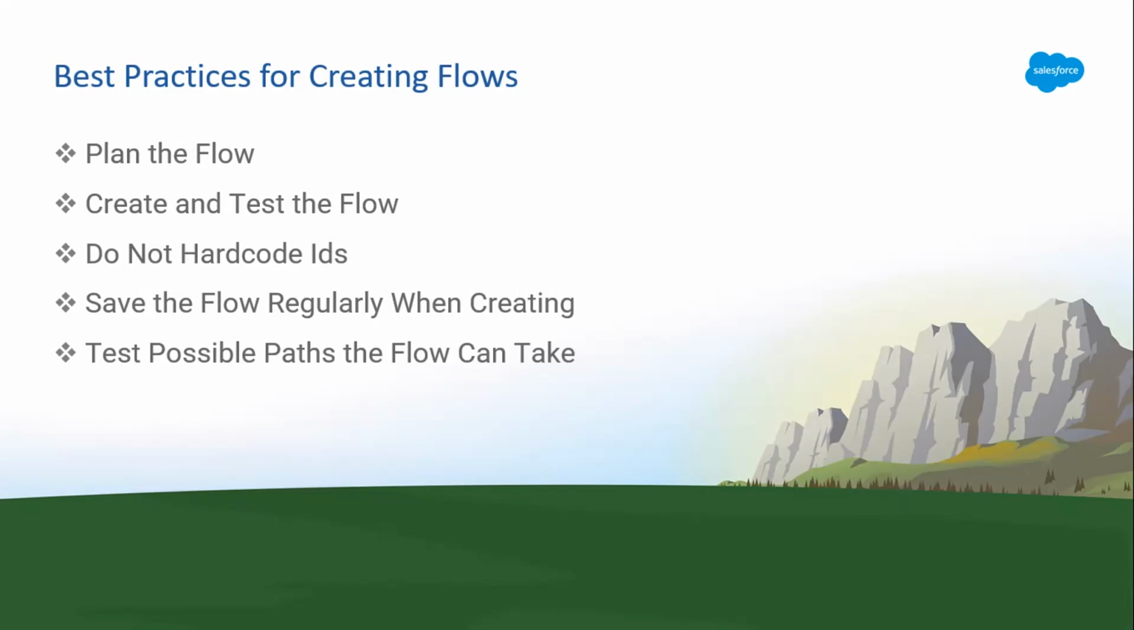And if our flow is going to cover different paths, we have to test all those paths. For example, if we trigger the flow to do one task when the case status is New, and also in the same flow do another task when the case status is In Progress, we have to test both of those paths as well.